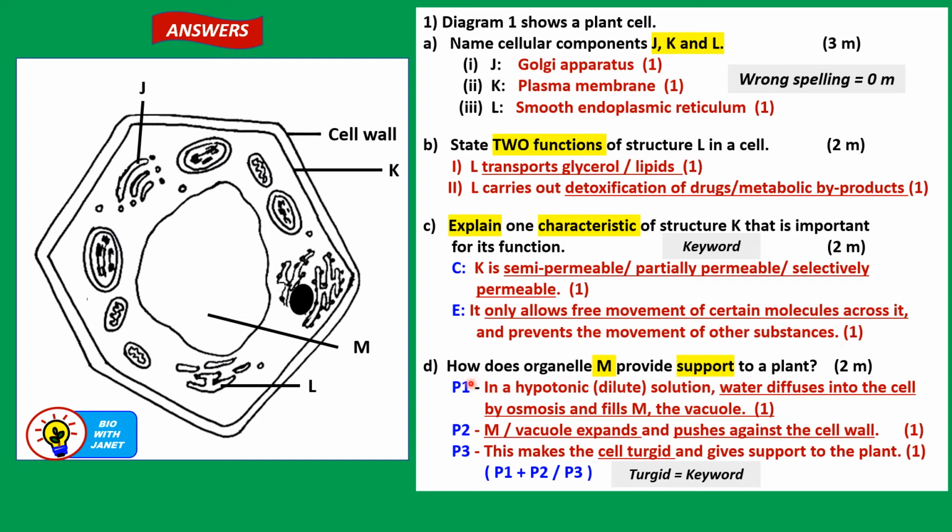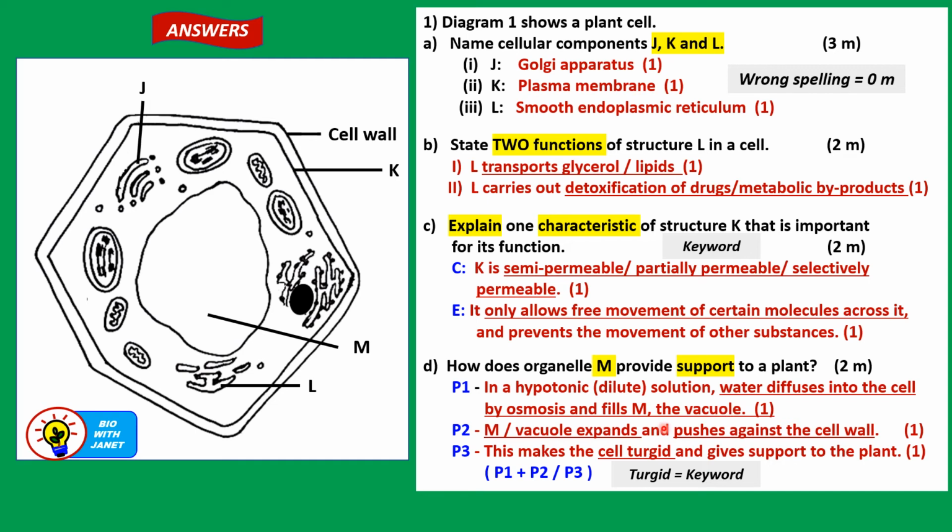So D, how does organelle M provide support to a plant, especially to a herbaceous plant that has no wood in it? So there are 3 parts to this answer. Now 2 marks only. So the first point that's compulsory is that we must state that water diffuses into the cell by osmosis and fills M, which you identify as the vacuole.